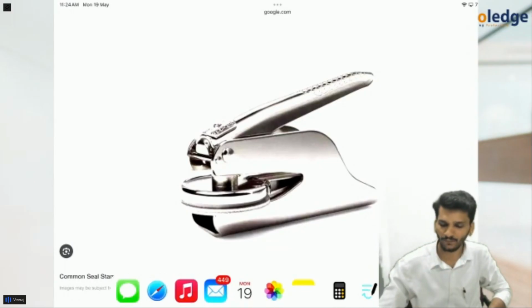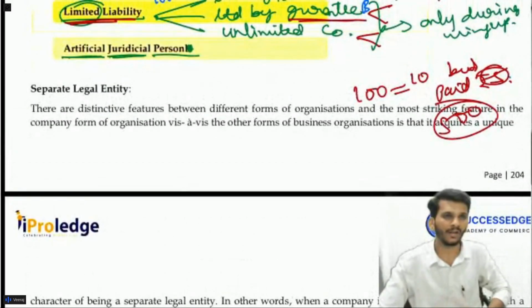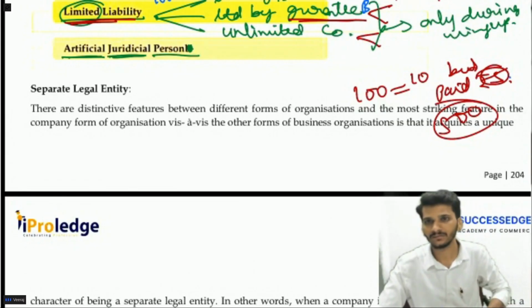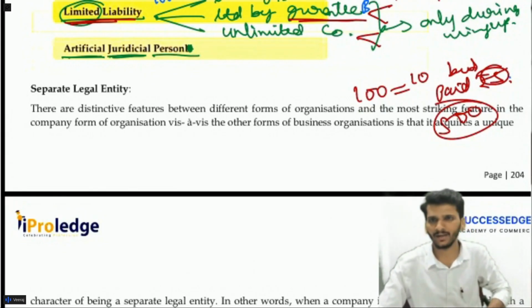So that is one of the features of a company. Another feature is that a company can own its properties, bank accounts, etc. Can the company have a building? Can the company have one car? Yes, anything it can have, because a company is an artificial person.